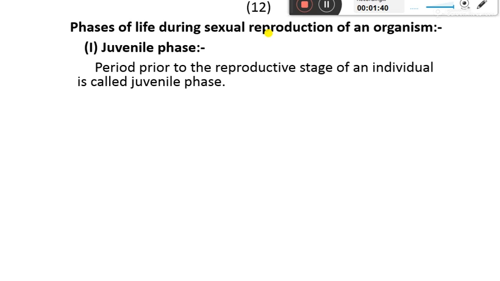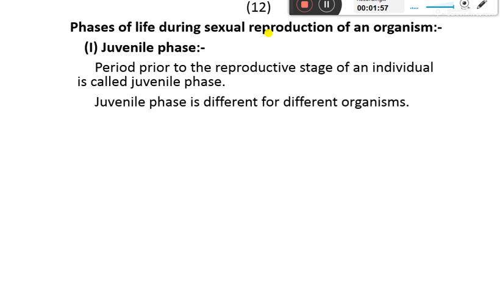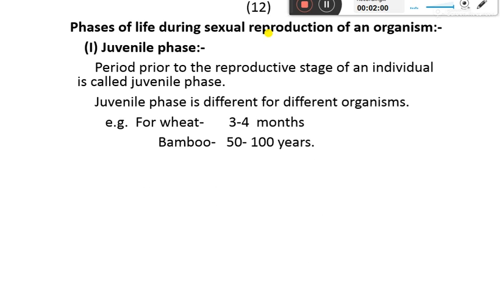In plants, no visible changes take place after the juvenile phase when it enters into the reproductive phase, but in the case of some animals, definite morphological changes take place when an organism moves from the juvenile to the reproductive phase. The juvenile phase is different for different organisms.